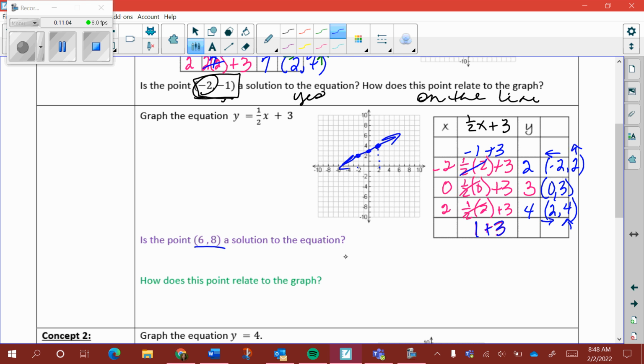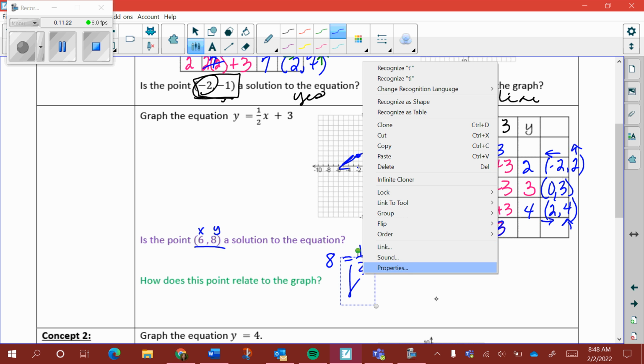So we're going to say y equals, actually, it's telling me my y value. This being my x value, this being my y value. I'm saying 8 is equal to 1/2 times 6 plus 3. And we're going to check to see if it works.